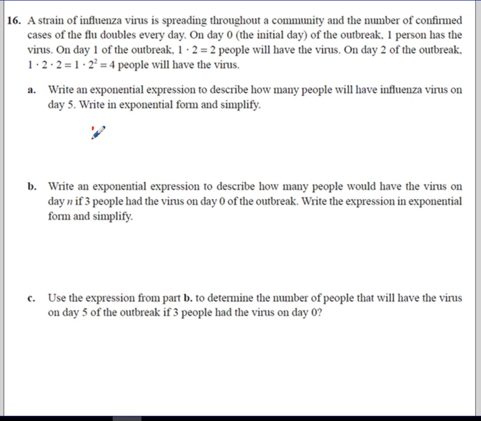And so we have 1 times 2. And notice day 2 had an exponent of 2. And so day 5 will have an exponent of 5. And then 2 to the 5th power will give us 2 times 2 times 2 times 2 times 2, which is 32 people.